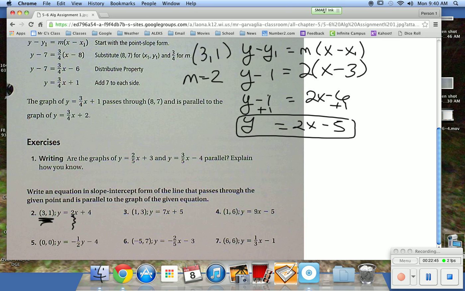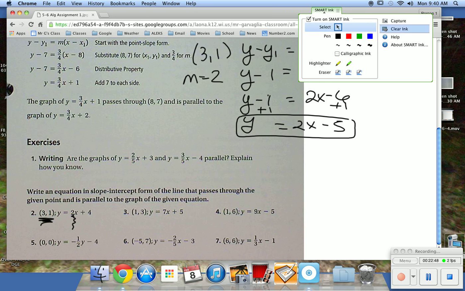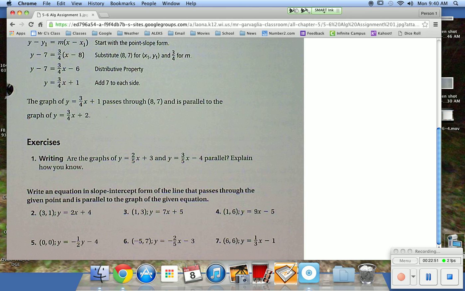All right, let's do one more. And then I'm going to leave this up to you. My point is what? 1, 3. JT, what's my slope? Kind of hard when you're off in a zone and not paying attention. Number 3, what's my slope? 7. My slope equals 7. I've got my point slope form. Y minus y1 equals m times x minus x1.